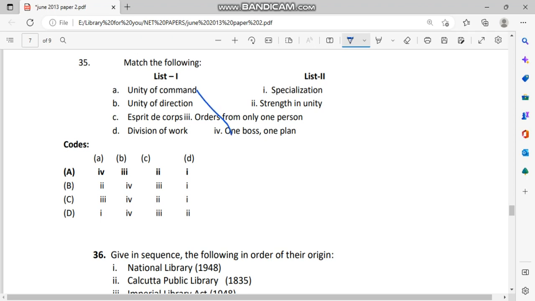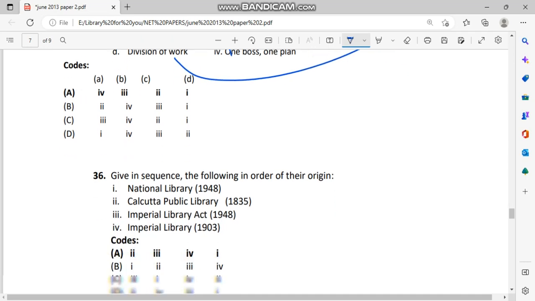Match the following: unity of command by one boss, one plan. Unity of direction by orders from only one person. Scalar chain, that is by straight line of authority. Division of work by the specialization.